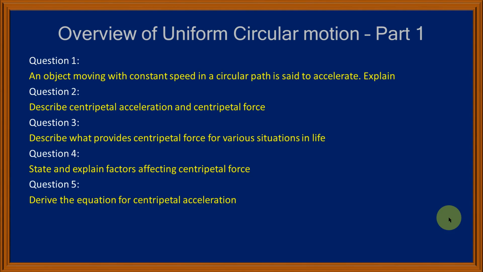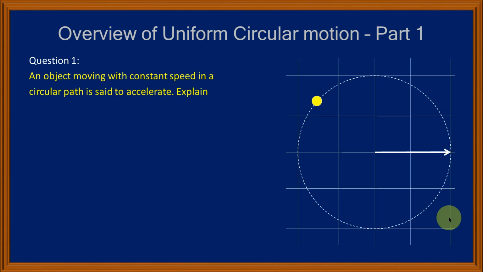In question number 2, we want to describe centripetal acceleration and centripetal force, because these are new concepts. Question number 3, we want to describe what provides centripetal force for various situations in everyday life. Question number 4, we want to state and explain factors affecting centripetal force. And in question number 5, we want to derive the equation for centripetal acceleration. So all these are concepts which are important in this topic, uniform circular motion. So let's go straight to the first question.